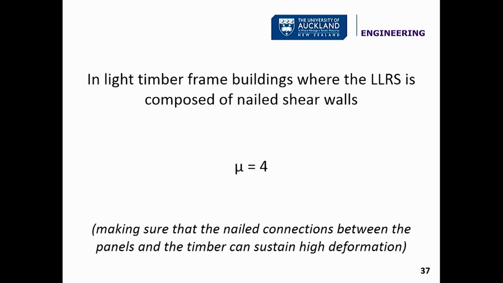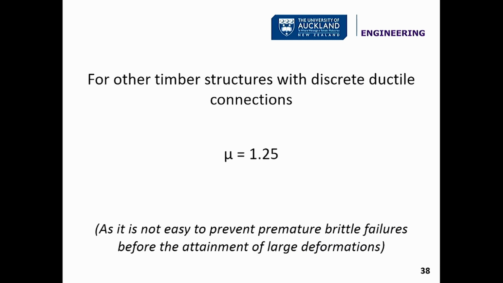So with this data, we can say that for nailed shear walls, we're allowed to go with a ductility of 4, as long as the nail connection is the governing mode of failure and your hold down connection can sustain the loads. And if we have just discrete ductile connections, then we're at 1.25. It's not easy to prevent those brittle failures before the attainment of large deformation in your ductile connection, in your system, in your structure.